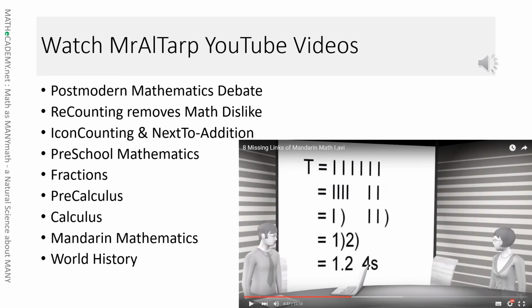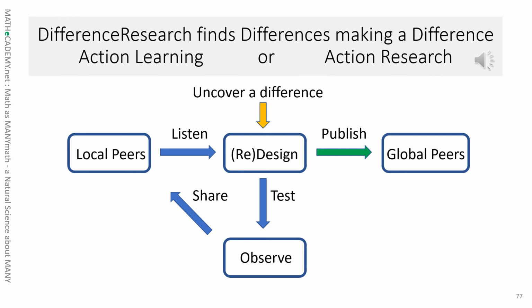You may want to watch some Mr. Al Tup YouTube videos. Here are some examples. Postmodern mathematics debate. Recounting removes math dislike. Icon counting and next-to addition. Preschool mathematics. Fractions. Pre-calculus. Calculus. Mandarin mathematics. World history. Difference research finds differences that make a difference.